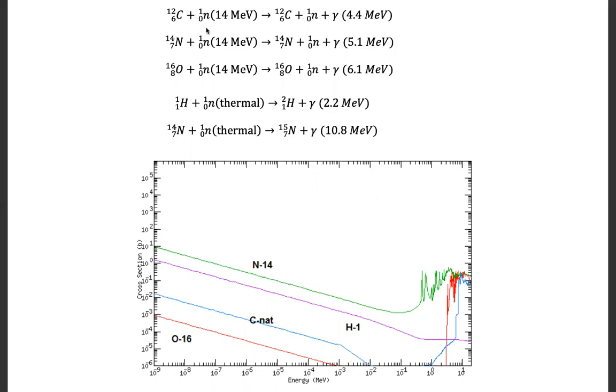So now if you fire neutrons, these 3 reactions are if you fire fast neutrons, what happens? And these 2 are if you fire thermal neutrons, then what happens? Now, if you fire a 14 MeV neutron on carbon, then it produces a gamma of 4.4 MeV. If you fire on nitrogen, it gives you this. If you fire on oxygen, it gives you this. If you fire a thermal neutron on hydrogen, it gives you a characteristic gamma ray of 2.2 MeV. If you fire on nitrogen, it gives you a characteristic of 10.8 MeV.